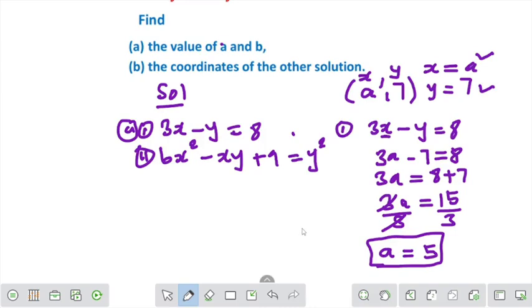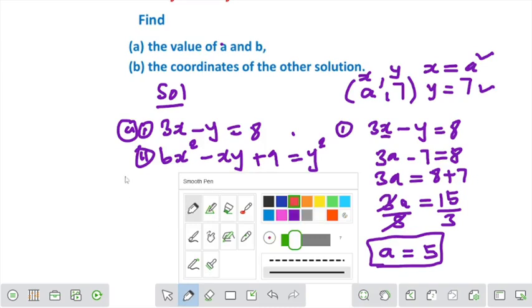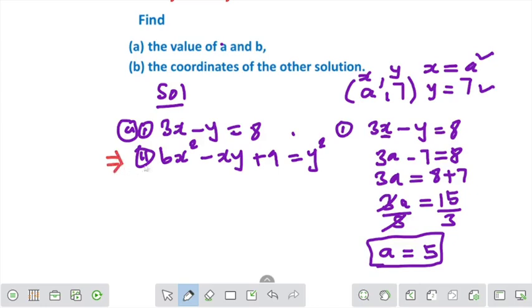Now we also need to find the value of b. So to find the value of b, this is what you are going to do. Remember, this is our equation 2, where we have bx squared minus xy plus 9 is equal to y squared. Remember, our coordinates were (a, 7). Now we have found the value of a to be 5. So we are going to have (5, 7). So this means that x is equal to 5. Then y is equal to 7.